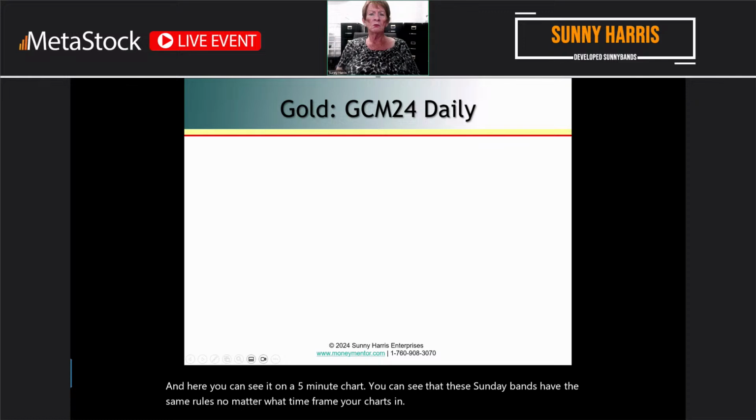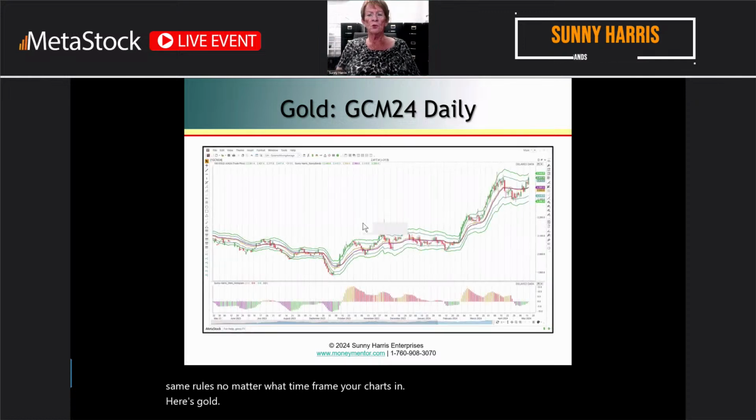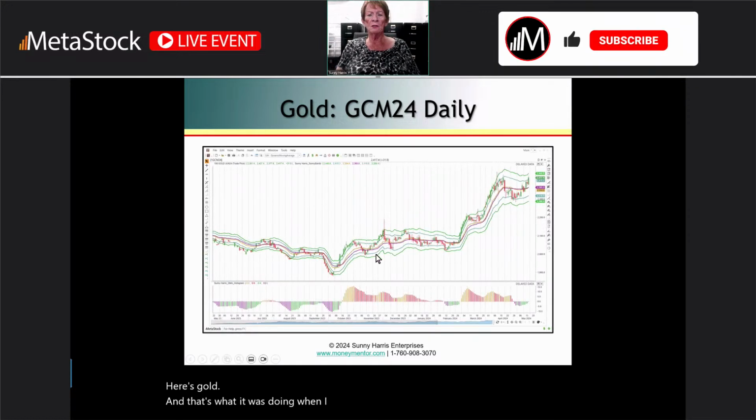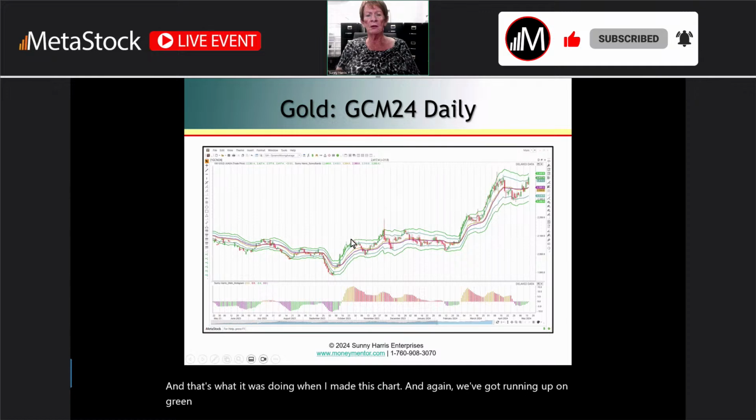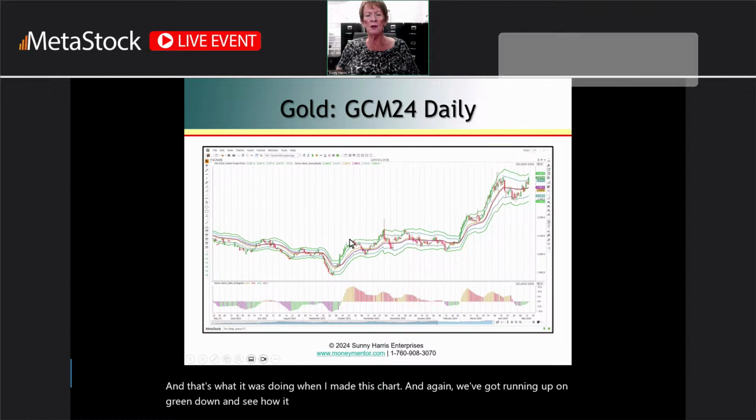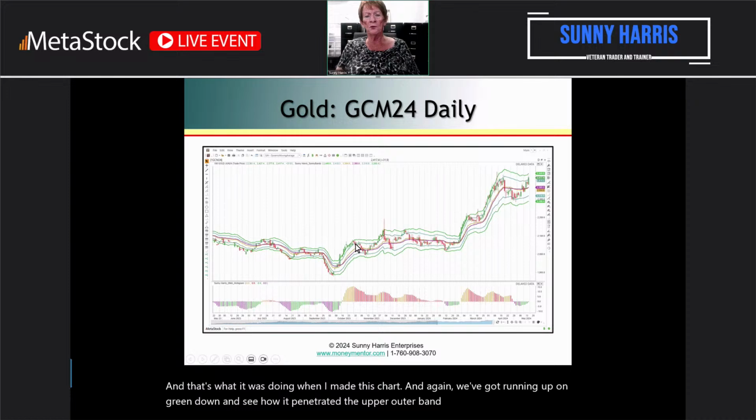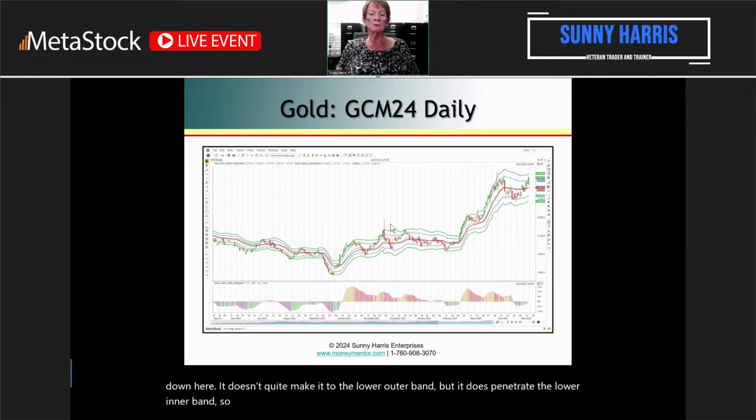Here's gold. And that's what it was doing when I made this chart. And again, we've got running up on green, down, and see how it penetrated the upper outer band here? Confirms that, we go short. Down here, it doesn't quite make it to the lower outer band, but it does penetrate the lower inner band, so we go long. And I can show you these trades all day long.